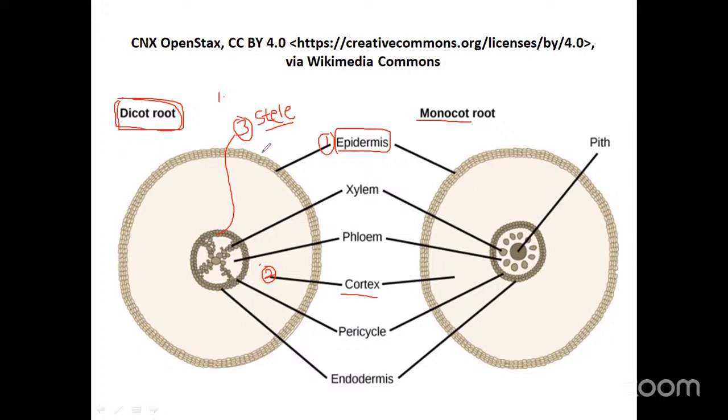Here actually in the dicot root also, cuticle and stomata both are absent. The cuticle and stomata are present in leaf and stem only. But whereas in root, no cuticle and no stomata, right? Whereas in monocot root also, no cuticle and no stomata.